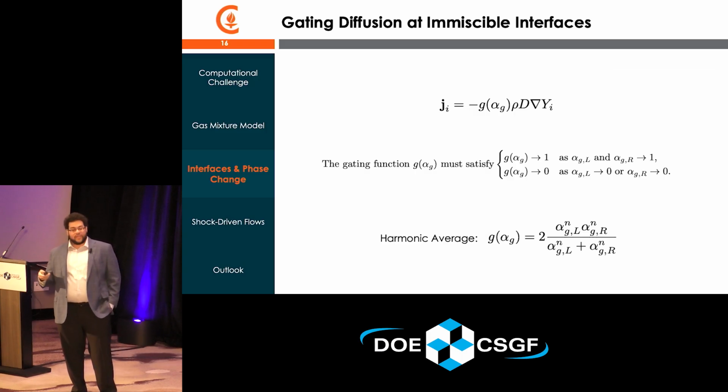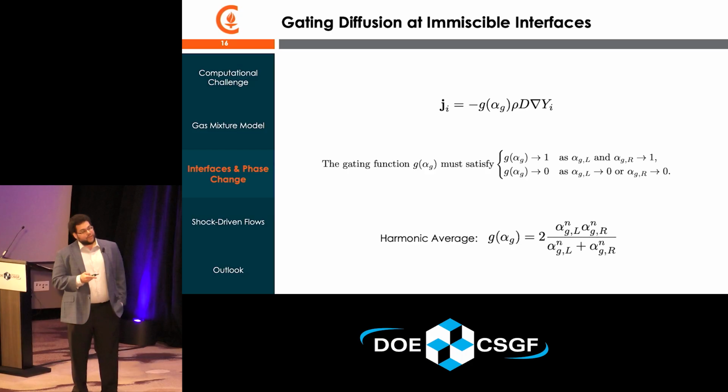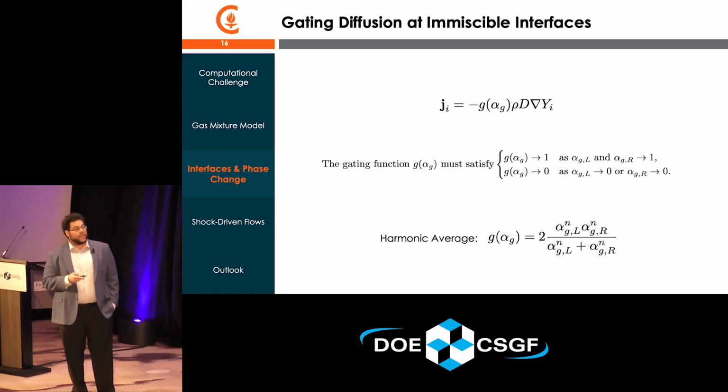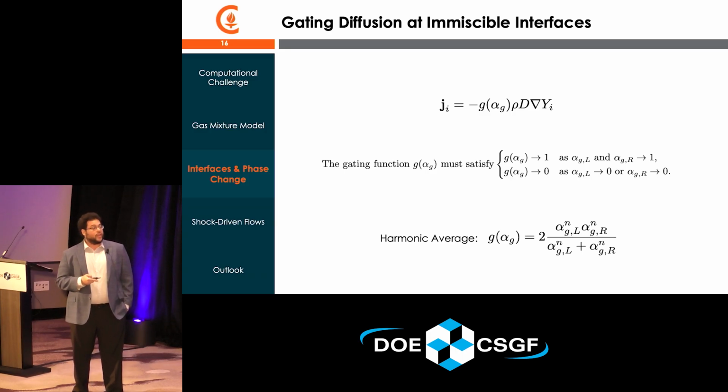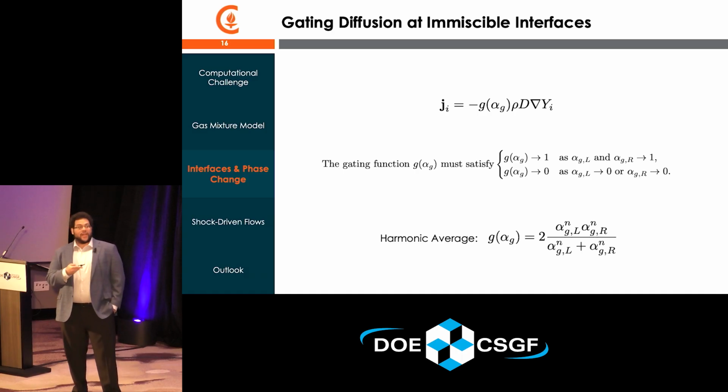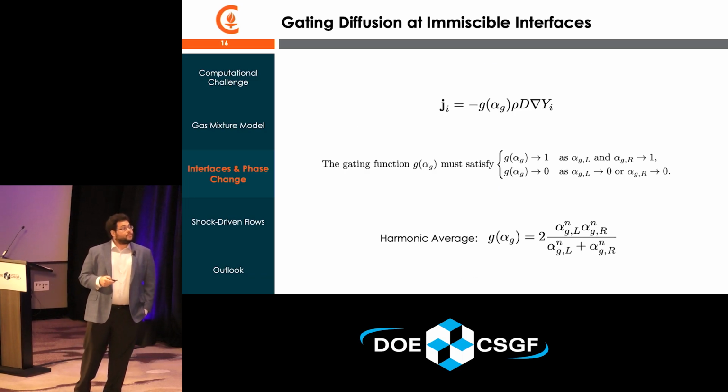So how do we deal with this mathematically? We'll take whatever diffusive formulation we have and multiply it by a gating function g. We decided that this gating function must satisfy a few constraints. One, as the gas volume fraction of your left and right states goes to 1, your gating function should go to 1. It shouldn't change our diffusive flux at all. However, if any of them goes to 0, then this whole thing should go to 0. And obviously, g needs to be bounded by 0 and 1 for any configuration, or else you get unphysical diffusion. There's an infinite number of functions you can make to satisfy these constraints, and we'll just go with a simple harmonic average of your left and right states.